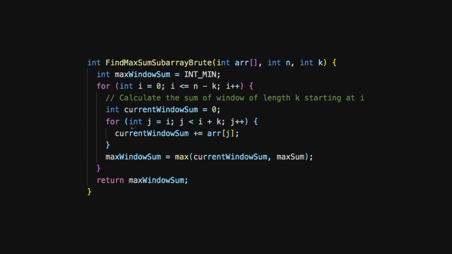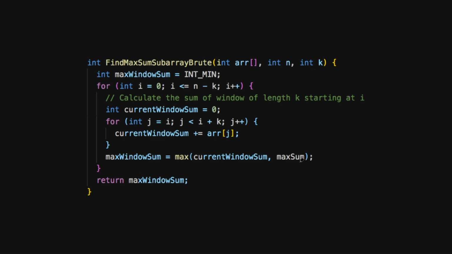We've got two for loops. The outer one runs for i equal to 0 to n minus k, after which there are no subarrays of length k. Inside the loop, we have a local variable current window sum that keeps track of the sum of the current subarray in consideration. This runs beginning at j equal to i and goes forward till the given length of subarray k, that is till i plus k. Then we assign max window sum with the max of current window sum and the max window sum found so far.